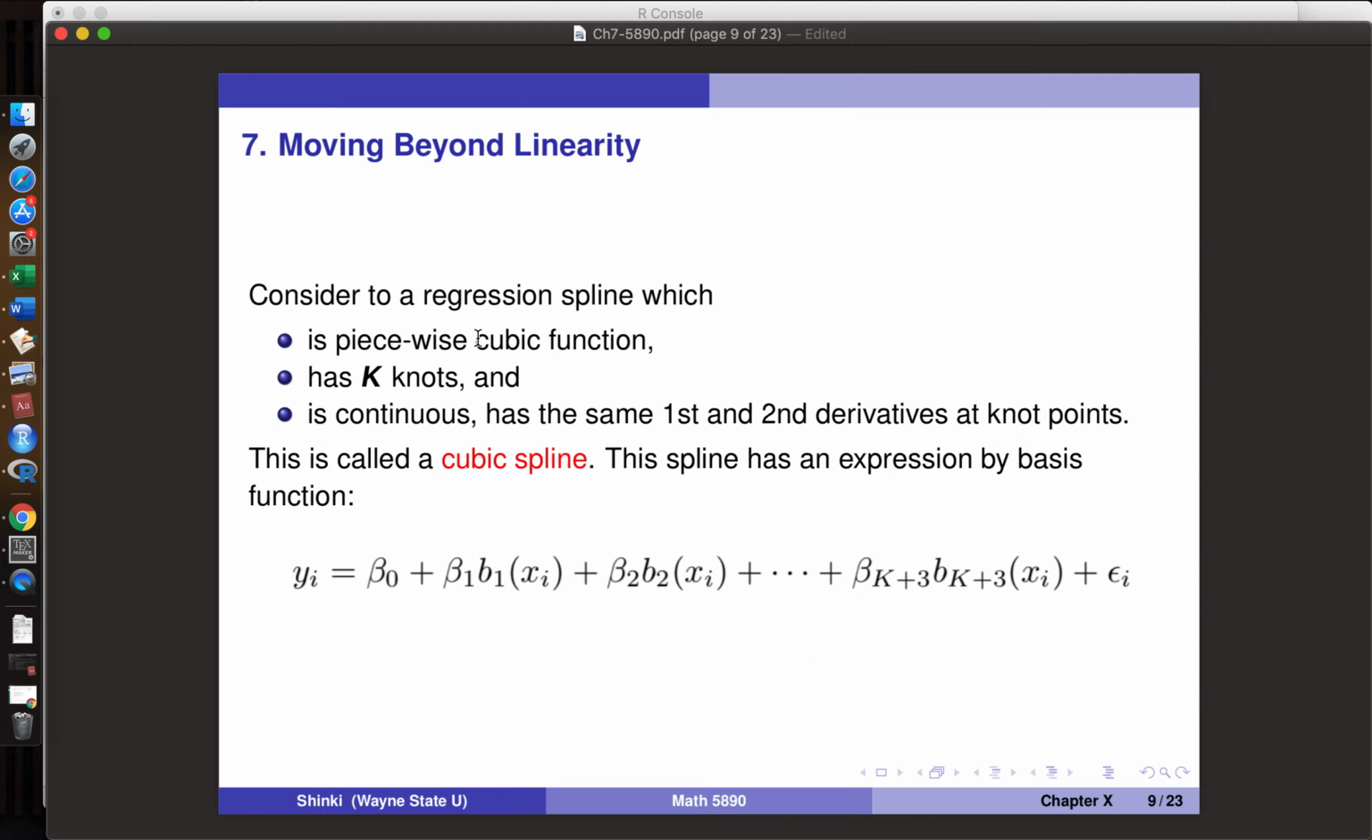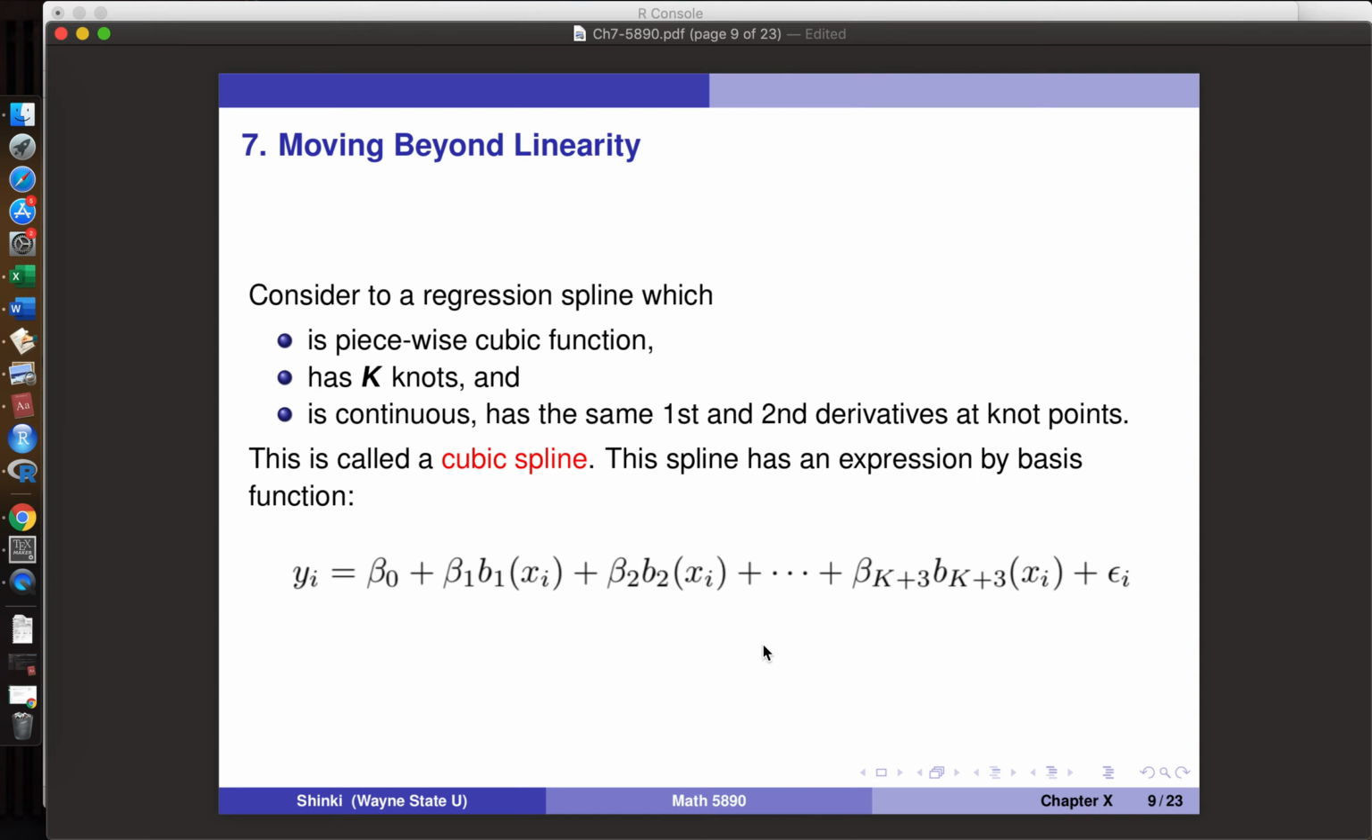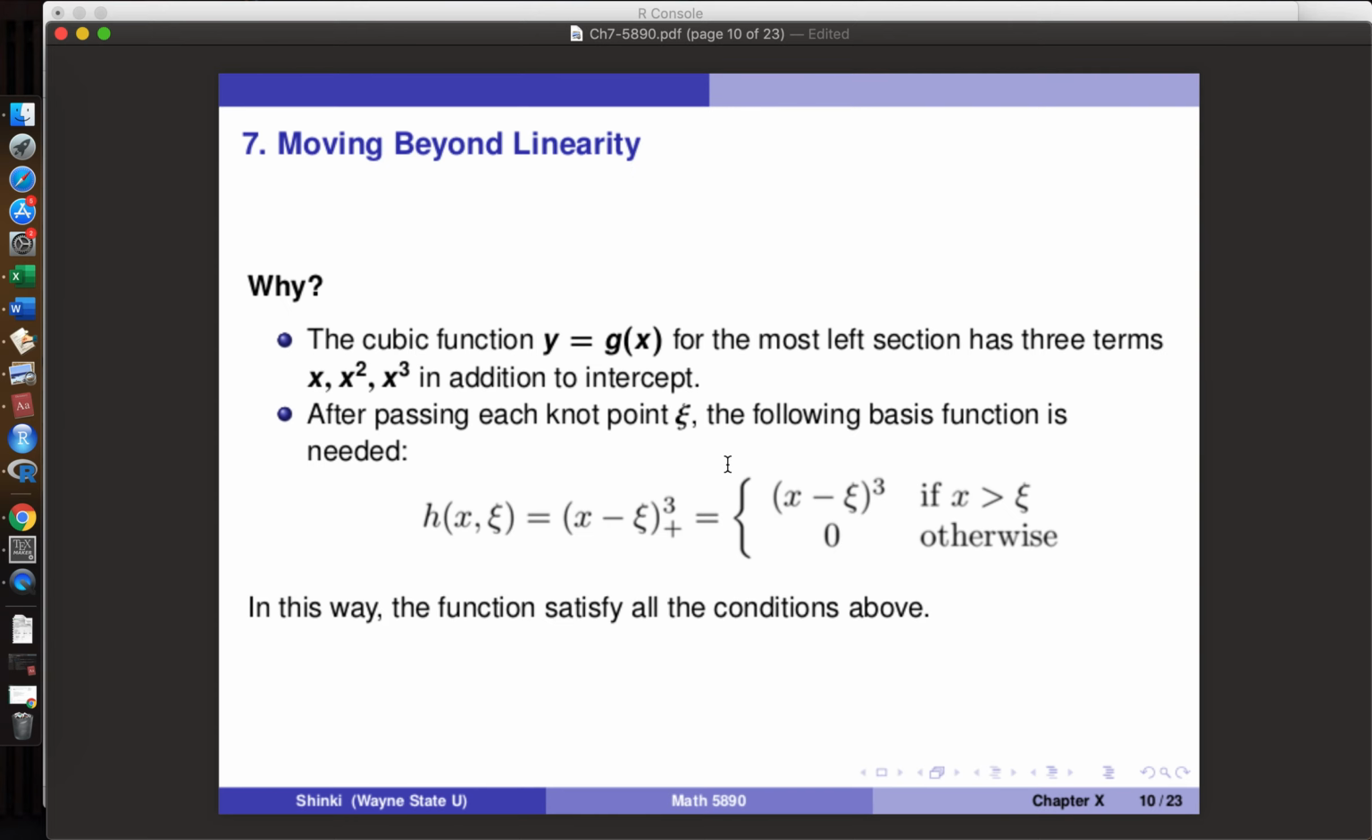So if we have k nodes and cubic function, actually we only have k plus 3 variables in addition to intercept. So it's piecewise cubic, so each piece has 4 parameters, and k nodes means we have k plus 1 sections. So if we think about it, 4 times parenthesis k plus 1, so we have about 4k parameters, but actually because of these conditions, continuous and the same first and second derivative at all node points, we only have k plus 3 parameters. Maybe we can see the graph first.